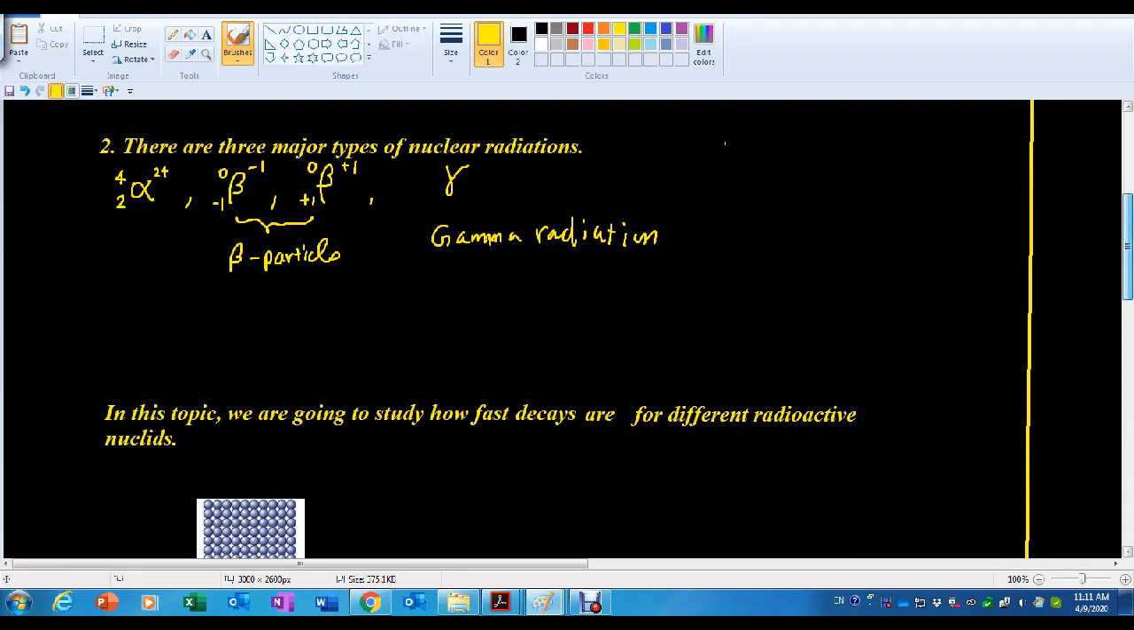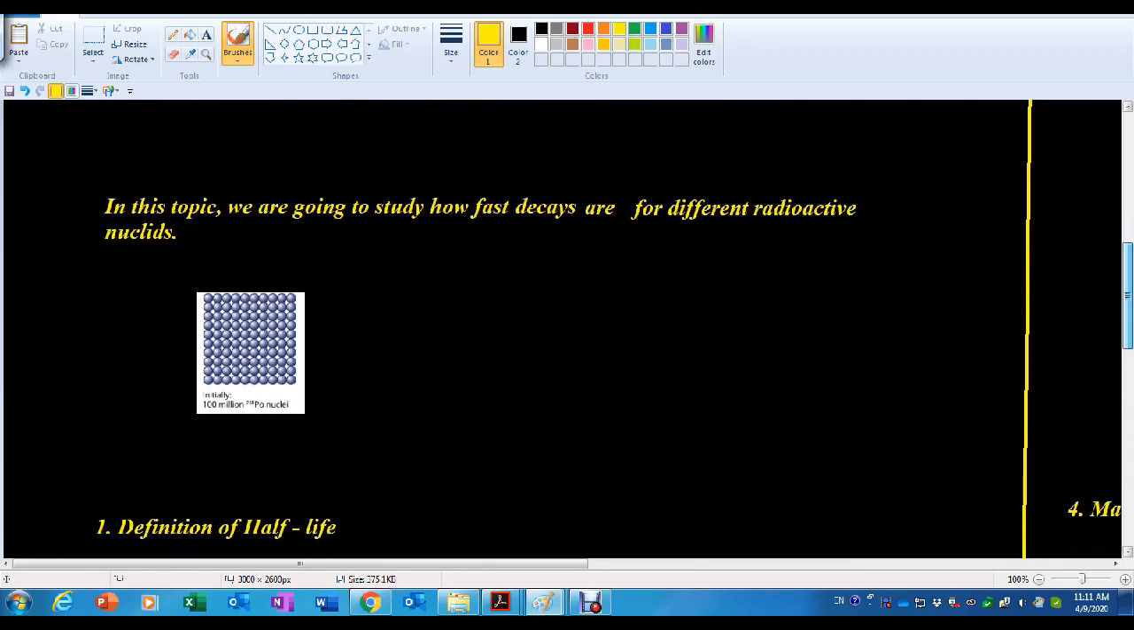So the problem is how fast these decays are for different radioactive nucleus. There are a few things we need to understand before we start to introduce the main concept of this topic.